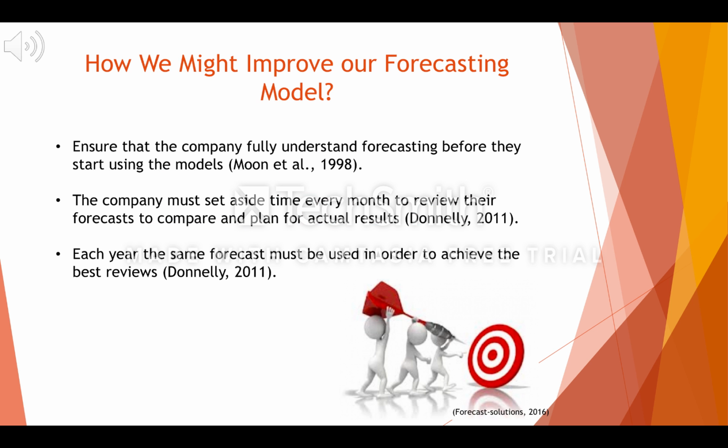In order to improve the forecasting methods, the company should ensure that they fully understand the forecasting methods before they start using the models. An example being, the fact that our forecasting models will not take into account any exterior variations that occur in the real world. The company must also set aside time every month to review their forecasts to compare and plan for actual results. This will result in repetitive organized progress reports, as well as a goal to meet or beat each month. Each year the same forecast must be used in order to achieve the best, most accurate reviews.